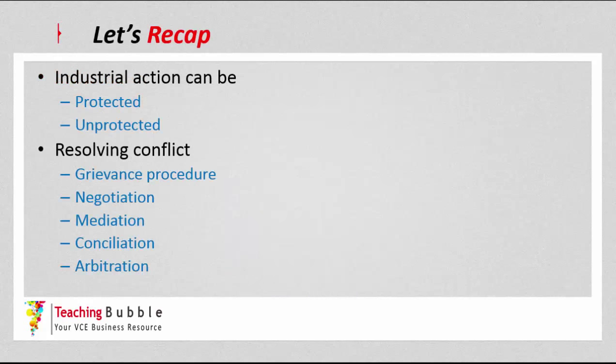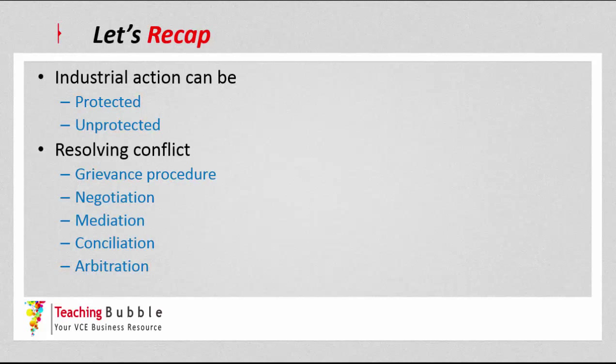So just to recap, industrial action can be protected and unprotected. It's important that you know what those two terms mean and what sort of determines protected and unprotected action. And then in terms of resolving conflict, we can have a grievance procedure. It's important that organisations have a grievance procedure in place so that for any kind of dispute that arises within the organisation, the employee knows what the process is to resolve that dispute.